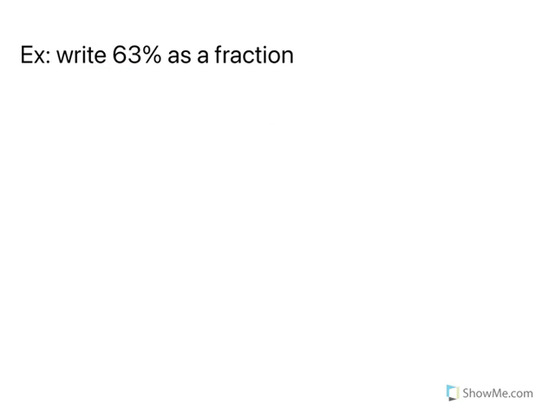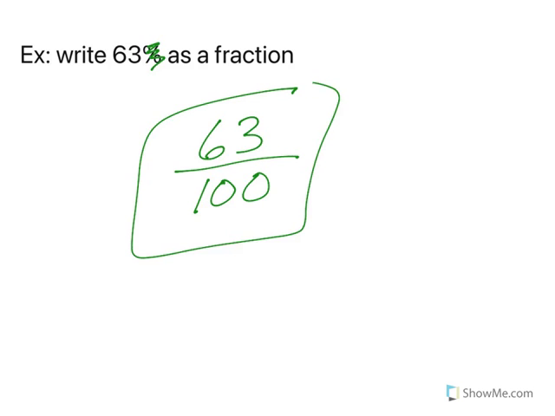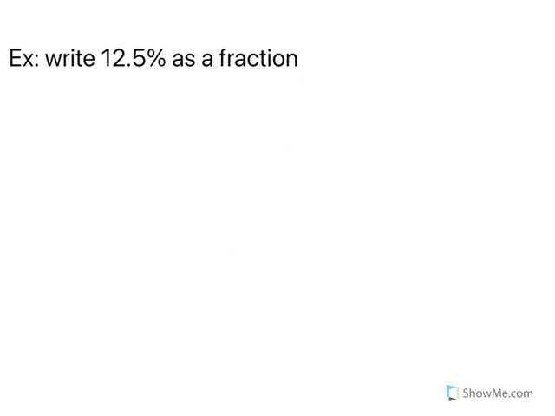Write 63% as a fraction. Again, you see the percent sign. So that percent sign goes away when we write it over 100 because percent is the same as out of 100. Now, 63 and 100 share no common factors, right? One's odd, one's even, so it's not divisible by 2. 100 is not divisible by 3. We could go on and on, but they share no factors. So 63 over 100 is the final reduced fraction.